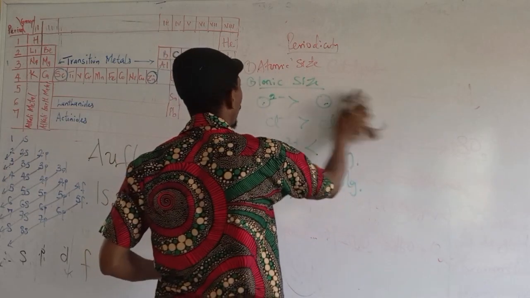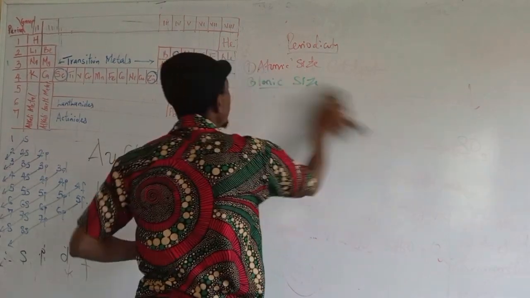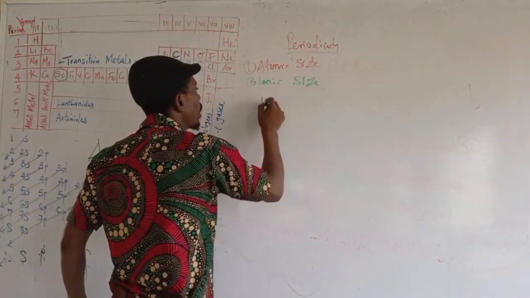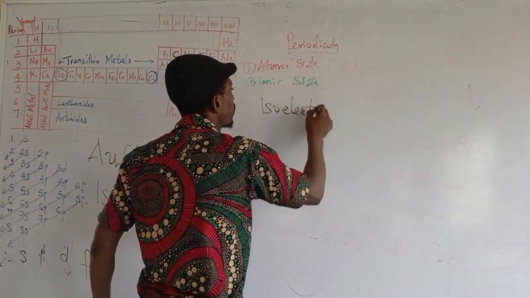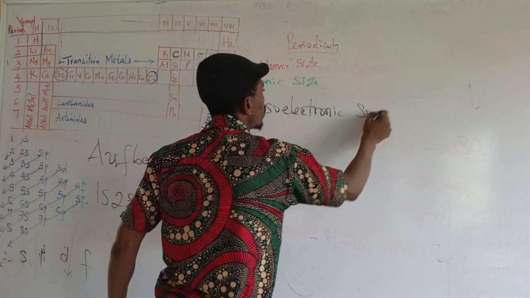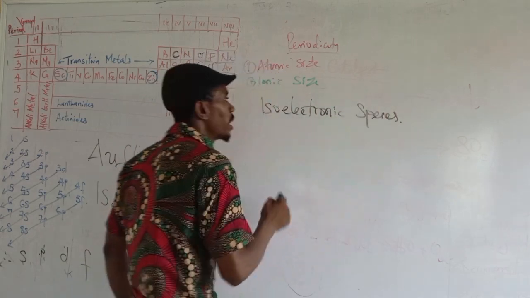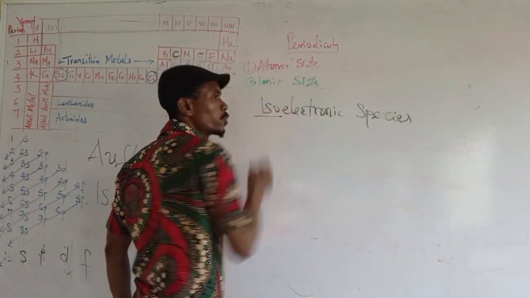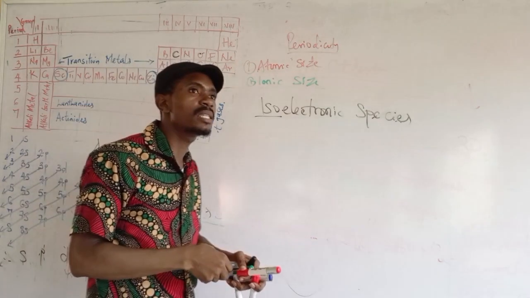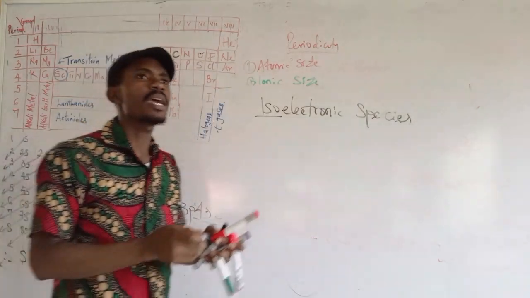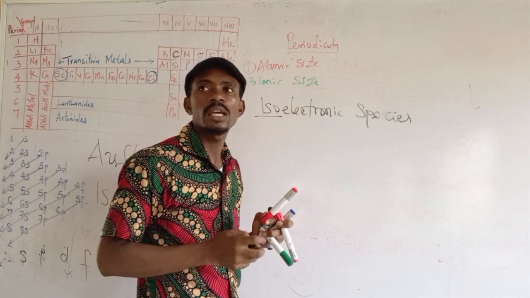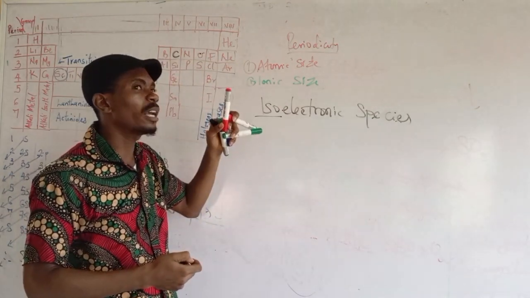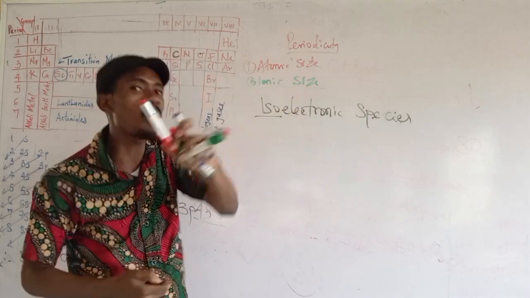Then there's something else called isoelectronic species. When we talk about isoelectronic species, iso means the same. So it therefore means that these are species which have the same electron configuration. Invariably, we are saying that these are species whose number of electrons are equal.